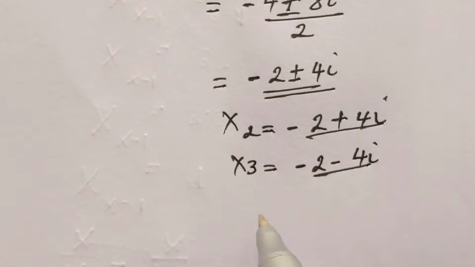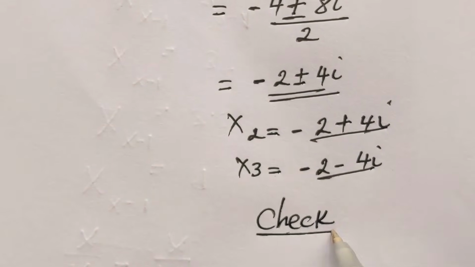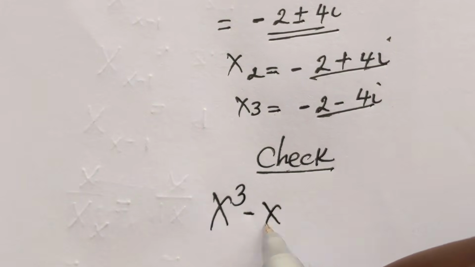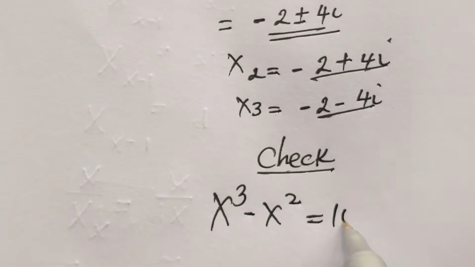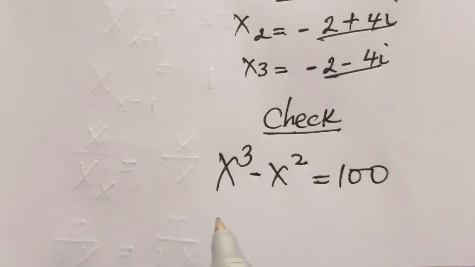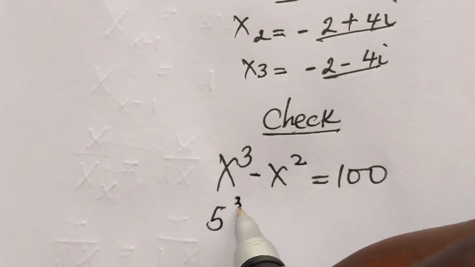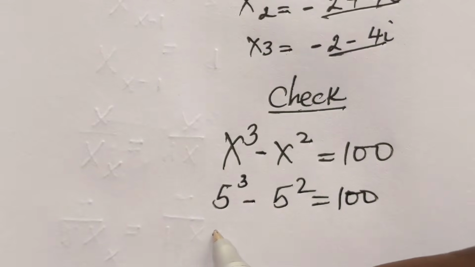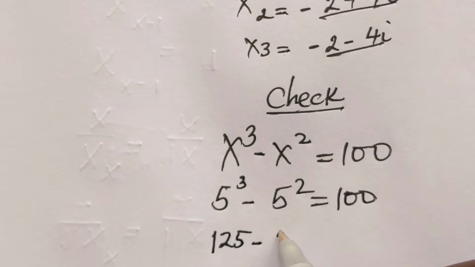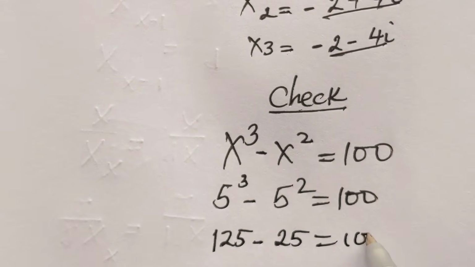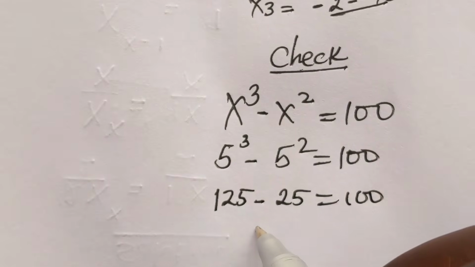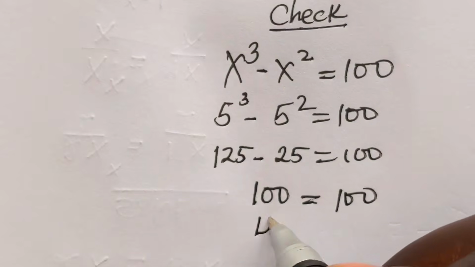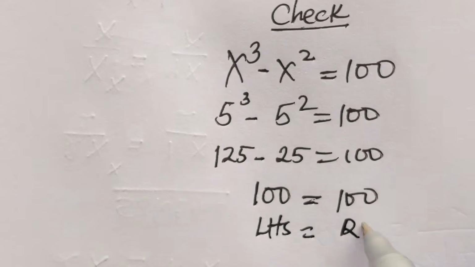And here we have to check if the answer is correct, because we have been given x power 3 minus x squared equals to 100, and we have here 5 power 3 minus 5 squared equals to 100, and this is 125 minus 25 equals to 100, and this will be 100 equals to 100, and left hand side equals to right hand side.